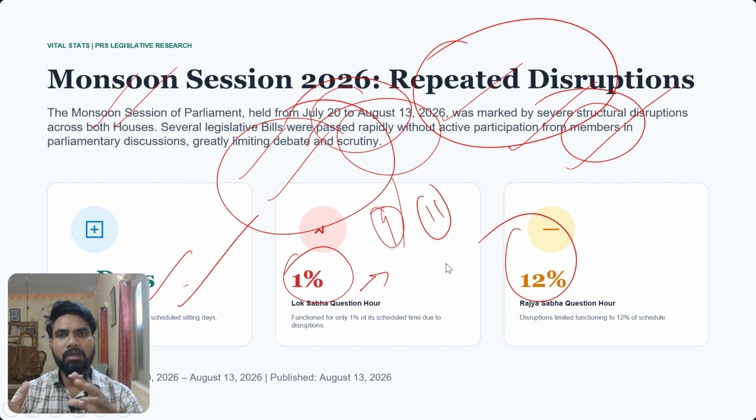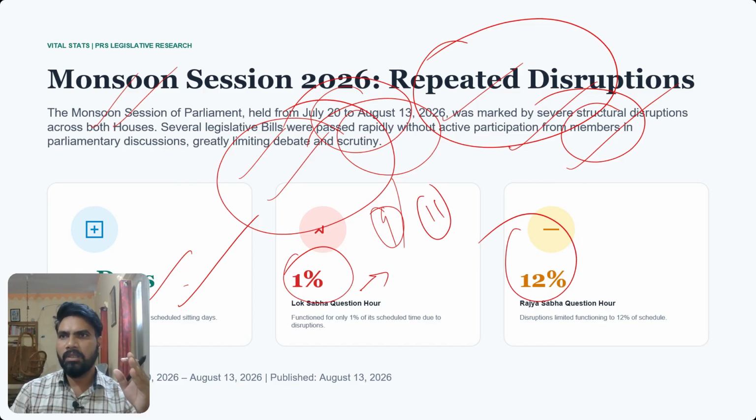Why? Because as the session begins, the first hour in Lok Sabha will be question hour. Then opposition members will be demanding that we have to take up discussion on important things. Because of that, question hour will be washed away. Rajya Sabha has postponed it; question hour begins maybe at 12 o'clock, because of the repeated disruptions that question hour faces.